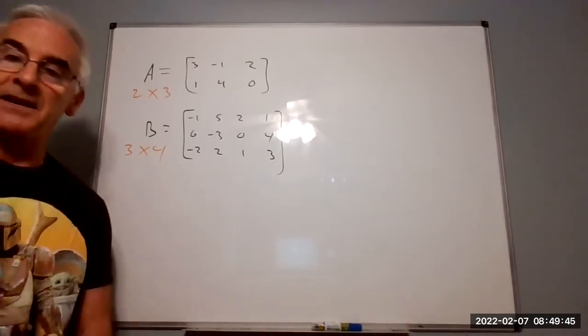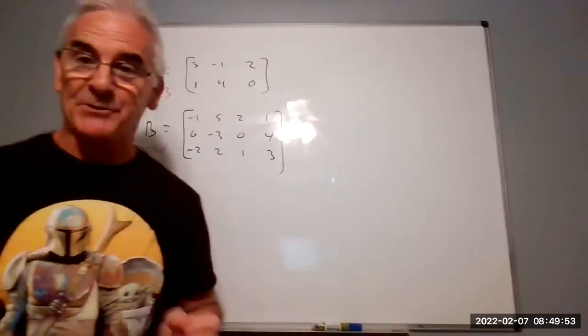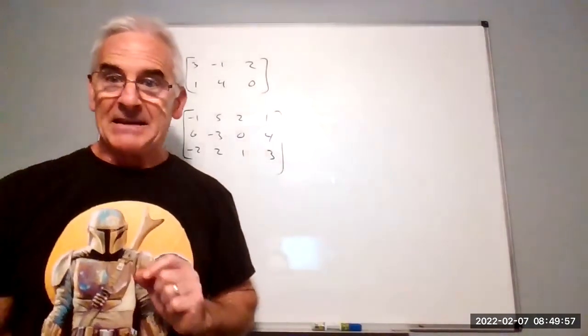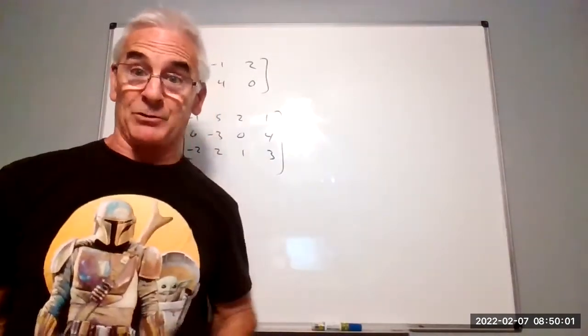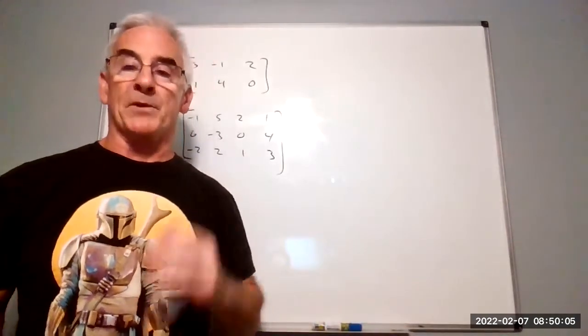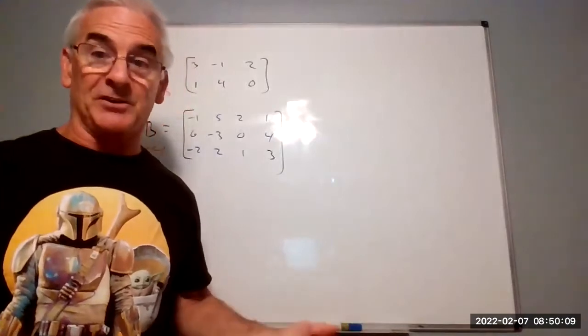Is B times A defined? Can I multiply B times A? No, I can't. So not only is matrix multiplication not commutative, in fact, more often than not, if you can multiply in one direction, you can't even multiply in the other direction because the dimensions aren't compatible. Remember, the rows and columns have to line up. So matrix multiplication in general is not commutative.